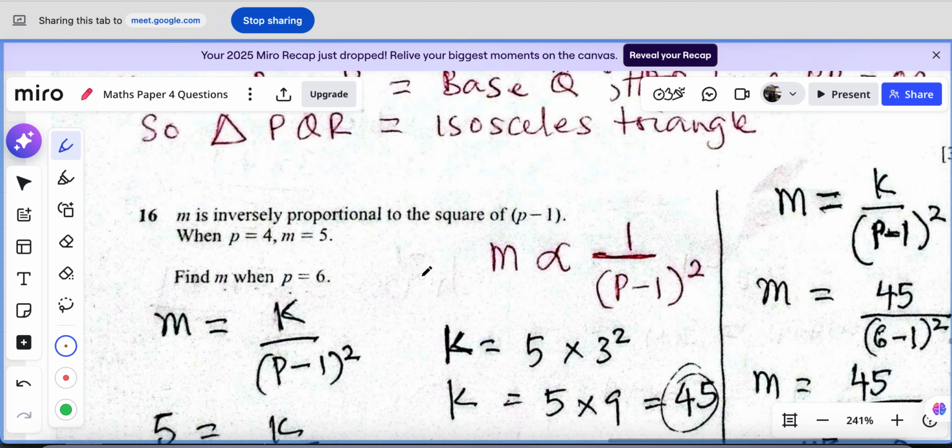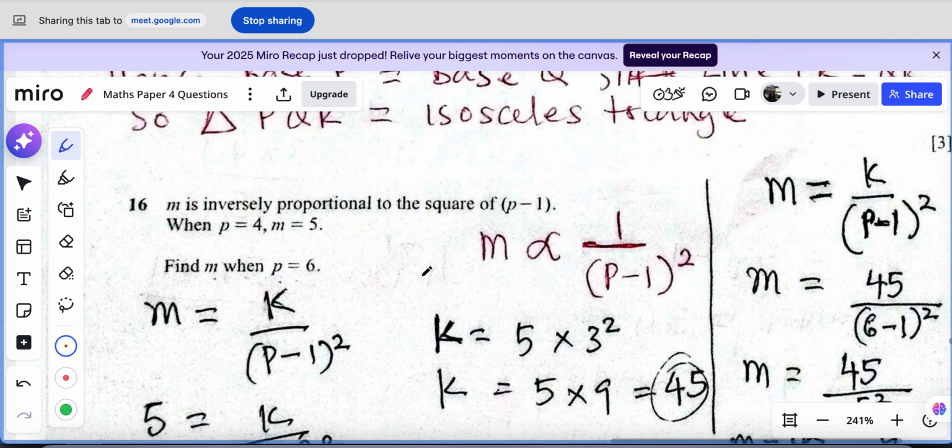Let's go to question 16. M is inversely proportional to the square of p minus 1. When p is equal to 4 and m equal to 5, find m when p is equal to 6. Okay, this is just a proportion or variation.